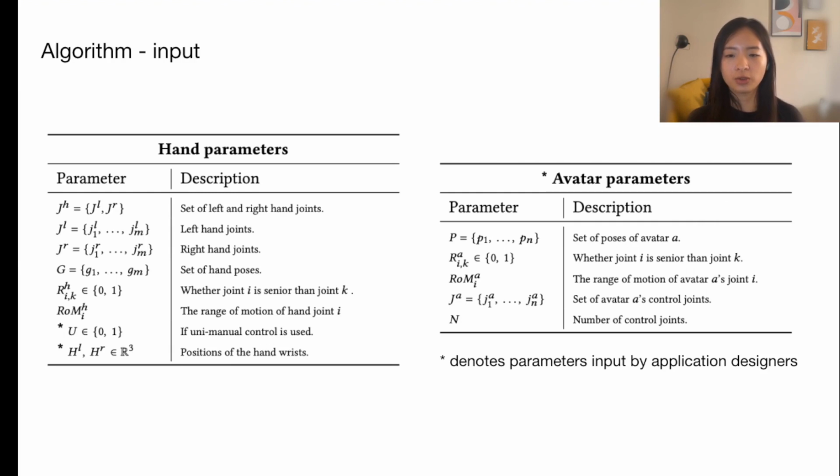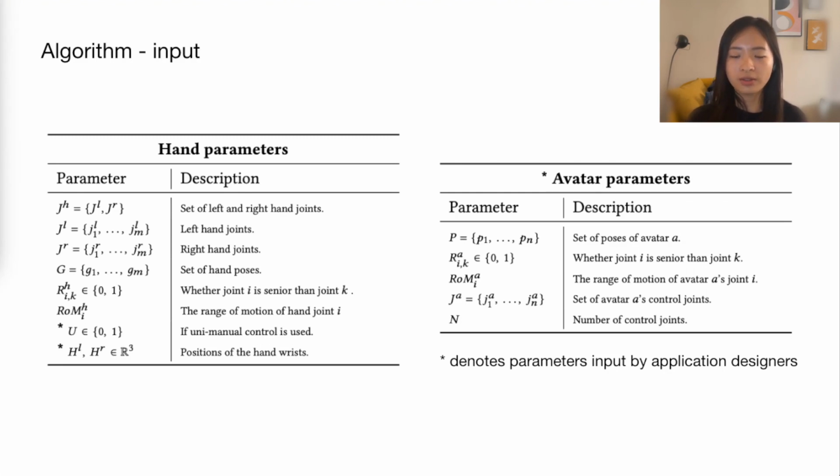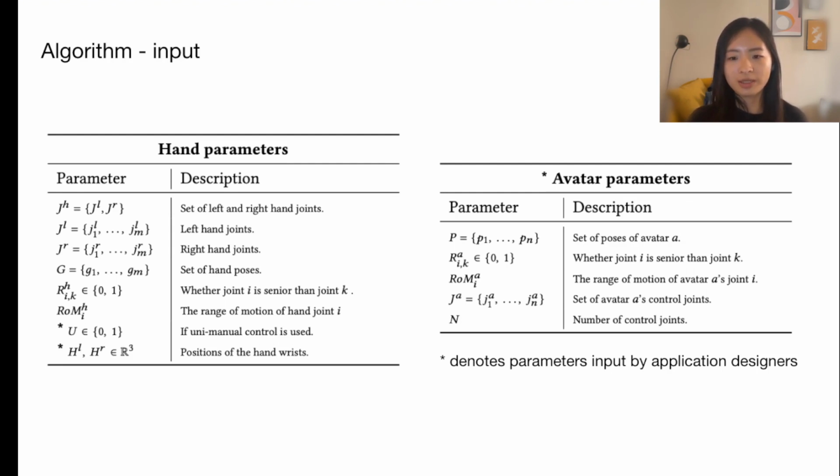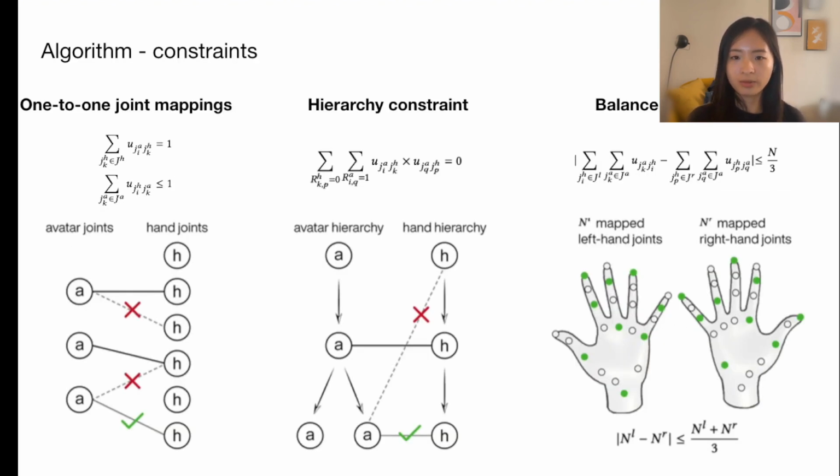the range of motion of each joint. It takes as input avatar parameters, including the avatar's possible poses, its structural hierarchy, and the range of motion of the joints. The algorithm also takes in several interaction requirements, which can be flexibly specified by the application designers based on the use cases. These include whether unimanual control is used, the relative positions of the 2 hands, and the avatar control joints that need to be controlled. A series of constraints obtained from the observation study are also considered in the algorithm.